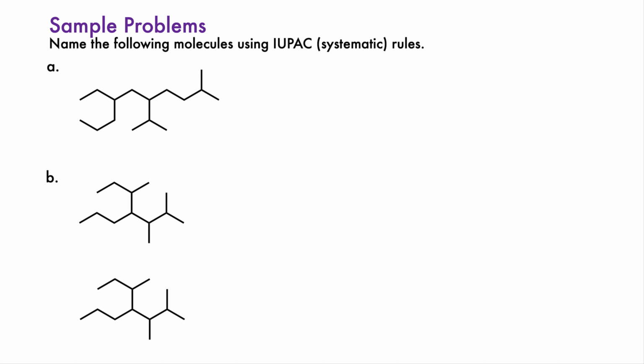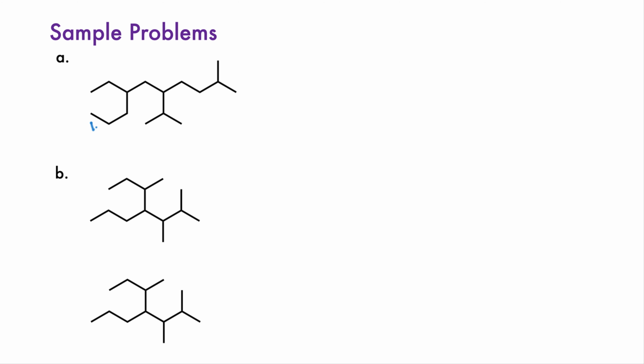Here are some sample problems. Name these molecules using the systematic IUPAC rules. The second problem has competing parents, so there are duplicate structures to work on. For the first problem, let's number from left to right. The parent has 10 carbons, so this is a decane.